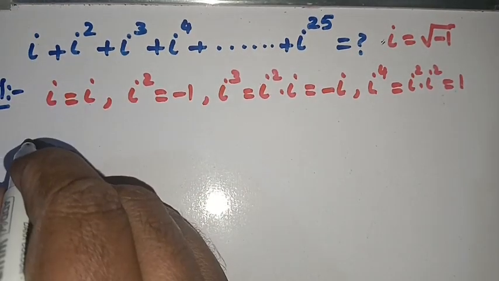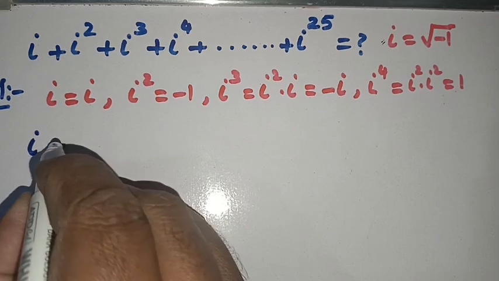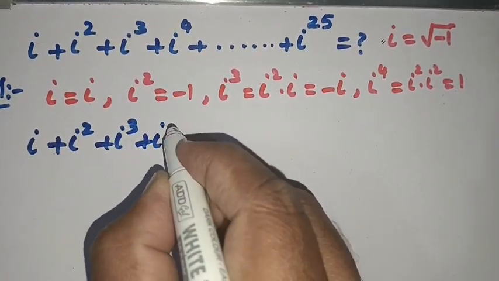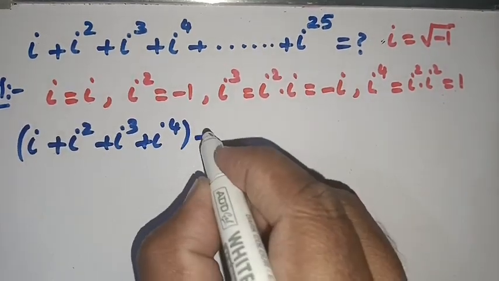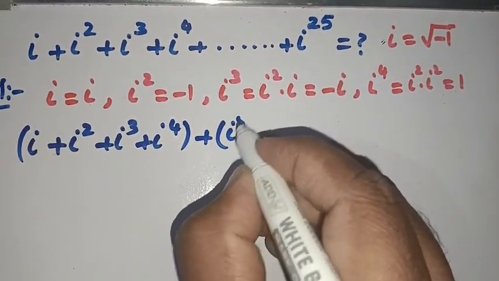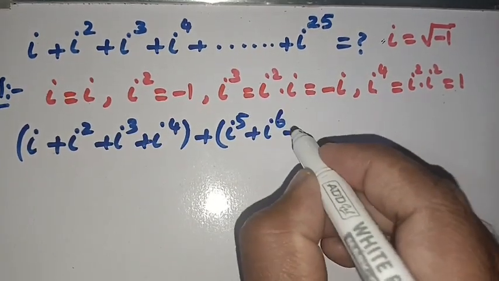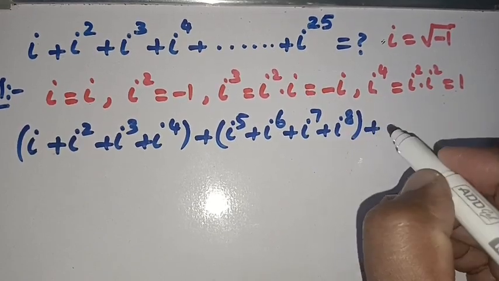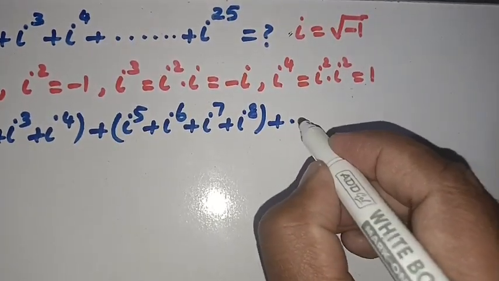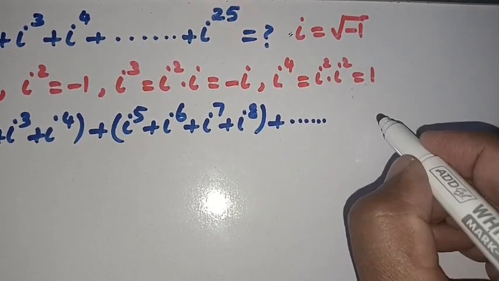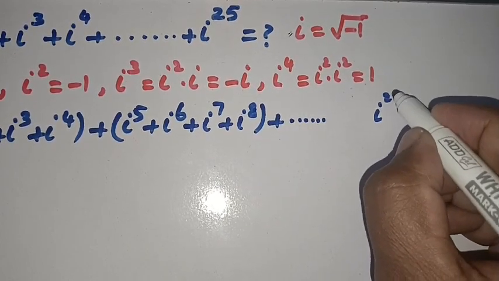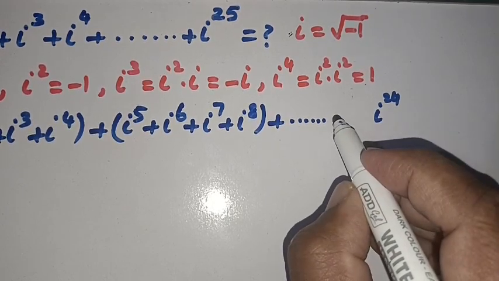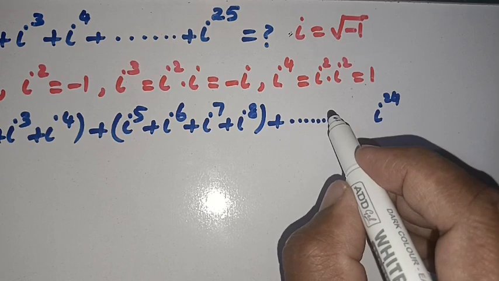So here, the given series we can write as i plus i squared plus i cubed plus i to the power of 4. We make a group, and next four terms, i to the power of 5 plus i to the power of 6 plus i to the power of 7 plus i to the power of 8, is another group. The last group we get here is i to the power of 24 ending, and before that i to the power of 23, i to the power of 22, and i to the power of 21.